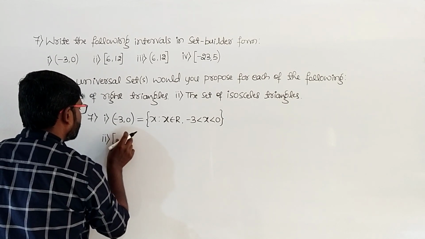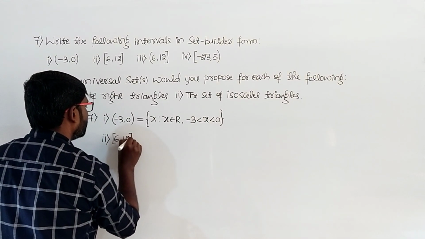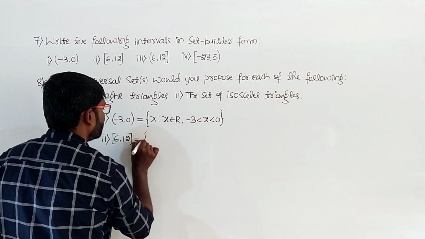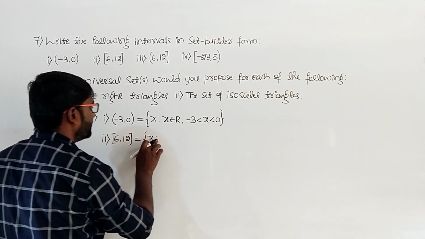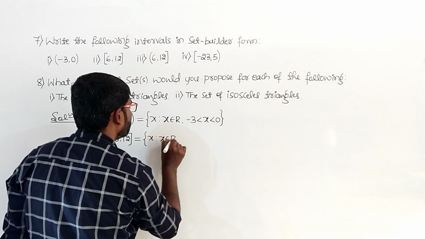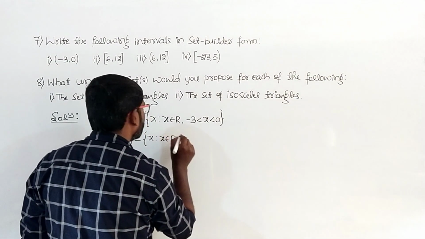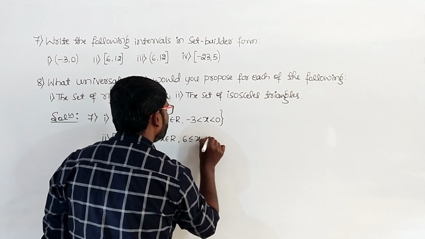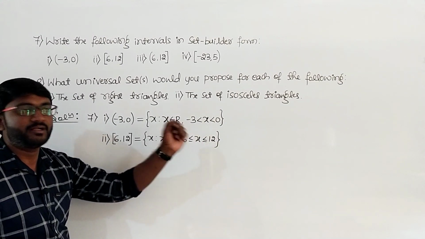Closed interval 6 comma 12, which is equal to the set of x such that x belongs to R and x is greater than or equal to 6 and less than or equal to 12, because it is a closed interval. That is why I am taking greater than or equal to and less than or equal to.